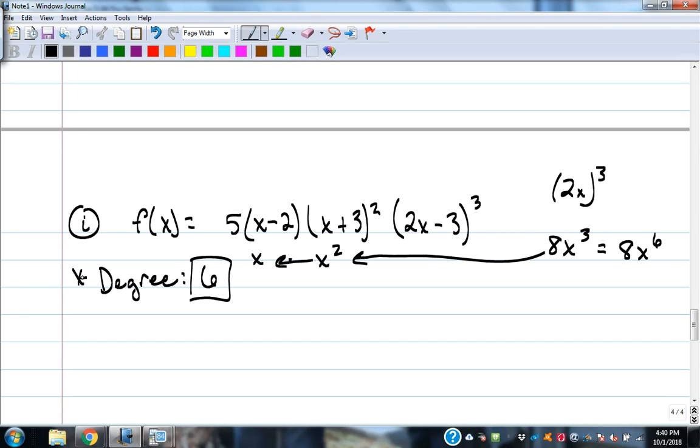All right, so that's the first thing we want to be able to pick off from a polynomial given to us: the degree. If it's in standard form, that's super easy. When it's in this form, it's not quite as easy. That's why I try to throw them at you that way.